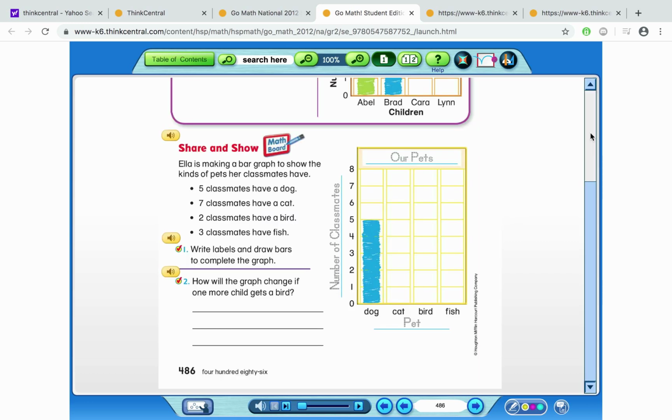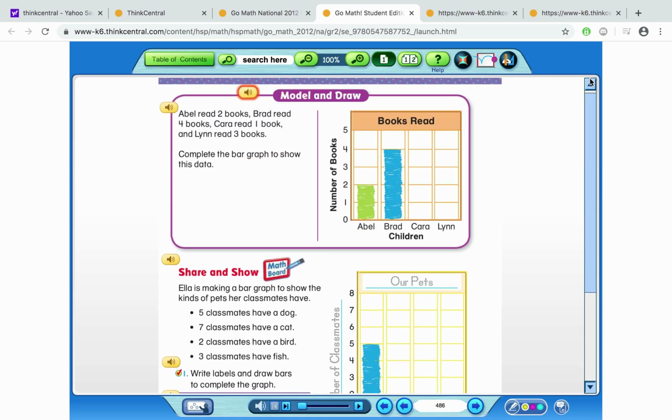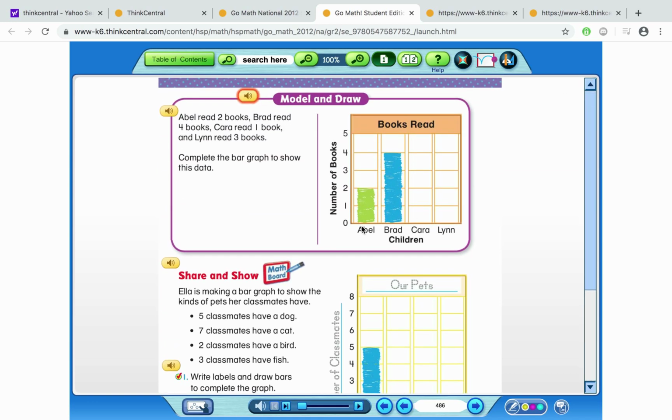The next thing you're going to do is take a look at that purple box. You know we love the purple box. It's going to help us with today's lesson. And I'm going to have it read to you. Abel read 2 books. Brad read 4 books. Kara read 1 book. And Lynn read 3 books. Complete the bar graph to show this data.